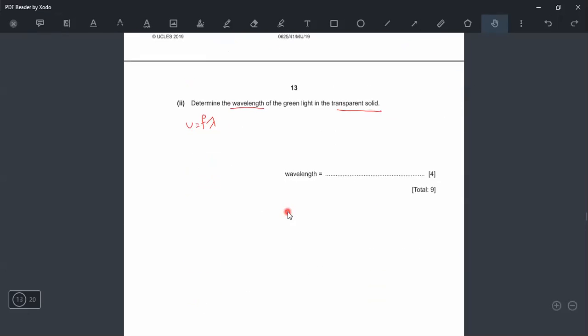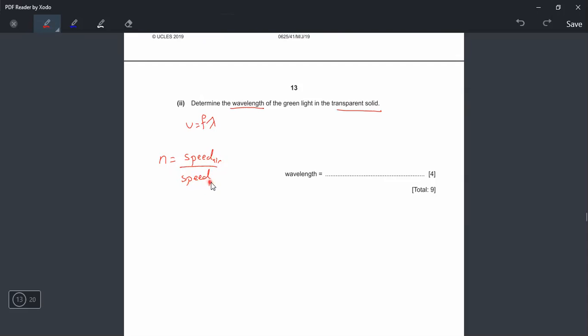Remember that the equation for the index is not just sine of the angle in air over sine of the angle in glass, or sine i over r. It's n equals the speed of the wave in the air, or speed 1, over the speed of the wave in that second medium. So if n is 1.3, and the speed in air is 3 times 10 to the power of 8, the velocity that you're looking for is 3 times 10 to the power of 8 over 1.3, which is 2.31 times 10 to the power of 8. So it has slowed down.